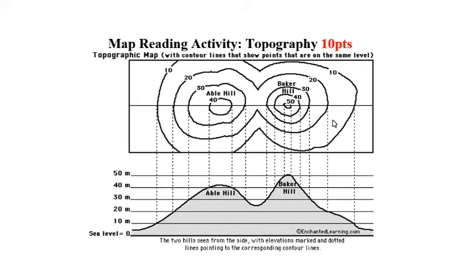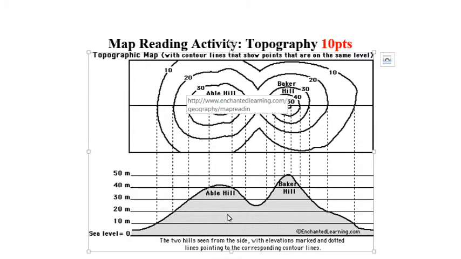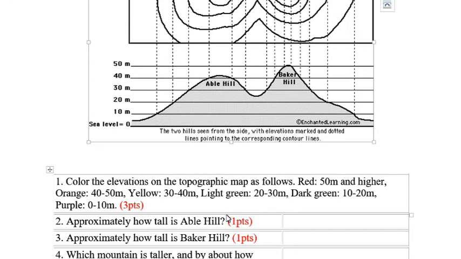This is a short demo for the map reading activity where we check out topography maps. I have the lab report open here. It's worth 10 points. There's a graph up here on the top. That is the topography map, and there's a cross section at the center here right below. I just want to give you a short overview.